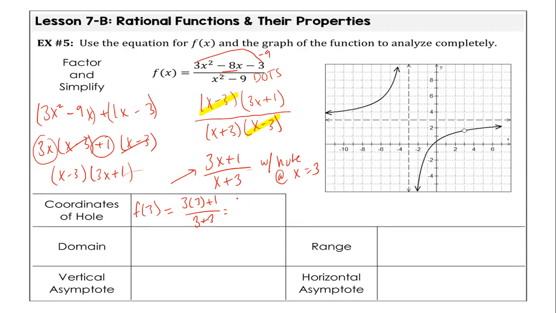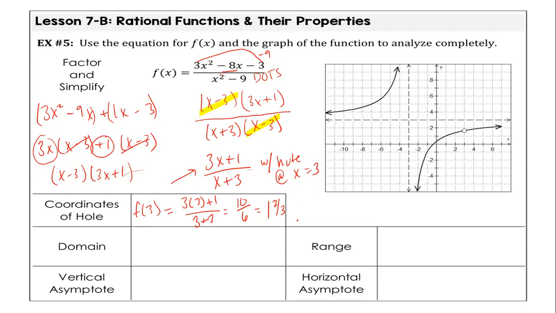9 plus 1 is 10. 3 plus 3 is 6. So my hole is located at 10 over 6, which reduces to what? 5 over 3, like 1 and 2/3, right? So it's at 1 and 2/3. Does that make sense when I look here and it's at 1 and 2/3?